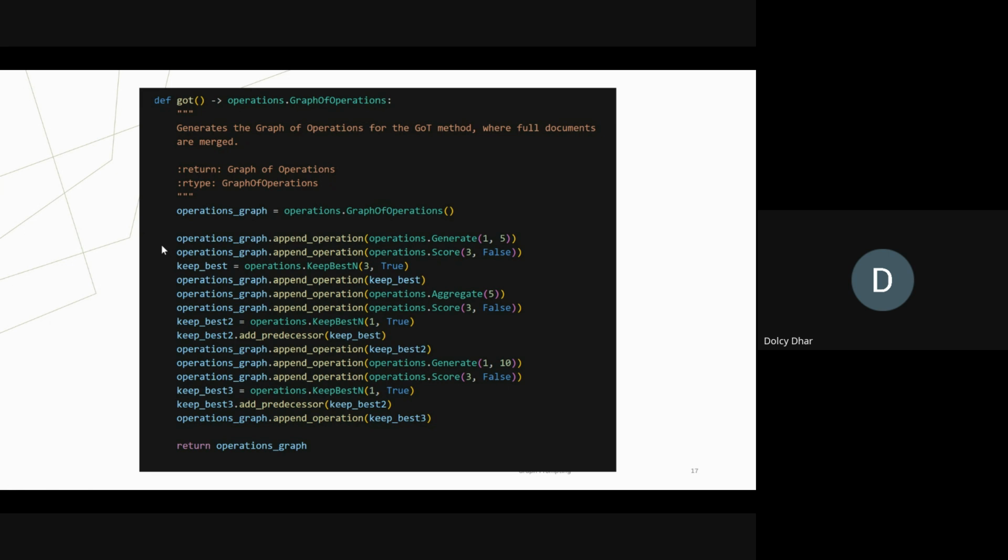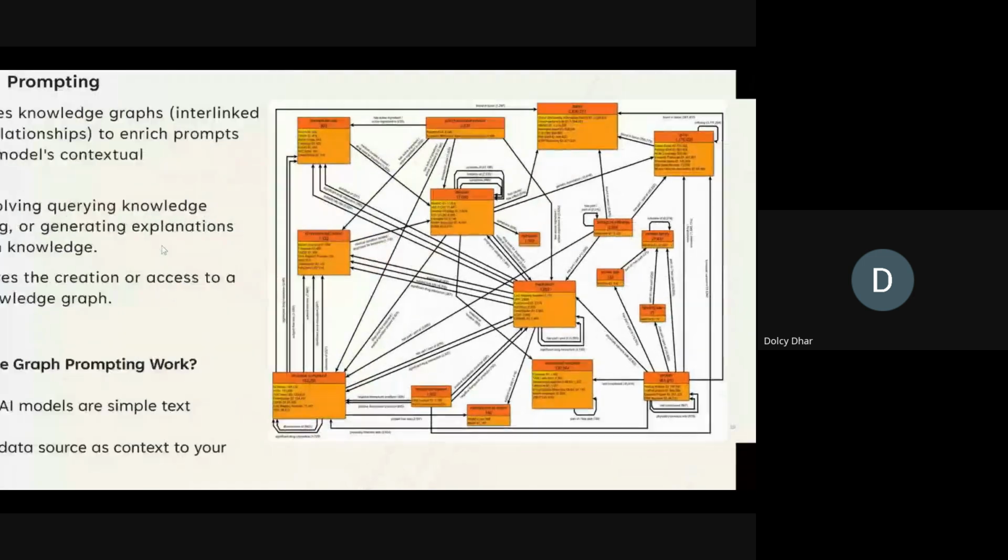So I know it is a little confusing, and it was confusing for me also, but bear with me. So there are two ways of tackling graph prompting. One is when you have a graph data structure of information. So let me quickly show you.